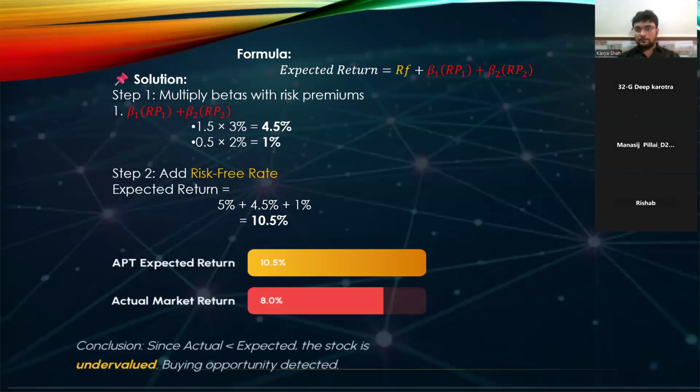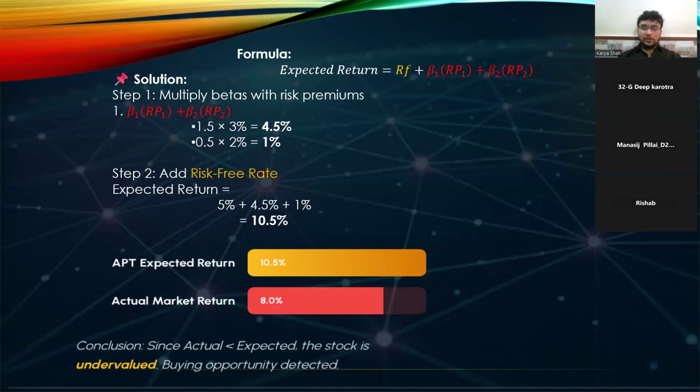Now let us multiply B1 into RP1. So 1.5 into 3 gives us 4.5, and B2 into RP2 gives 0.5 into 2, which is 1%. Now let's add the risk-free rate: 4.5 plus 1 plus 5%. So the answer is 10.5%.